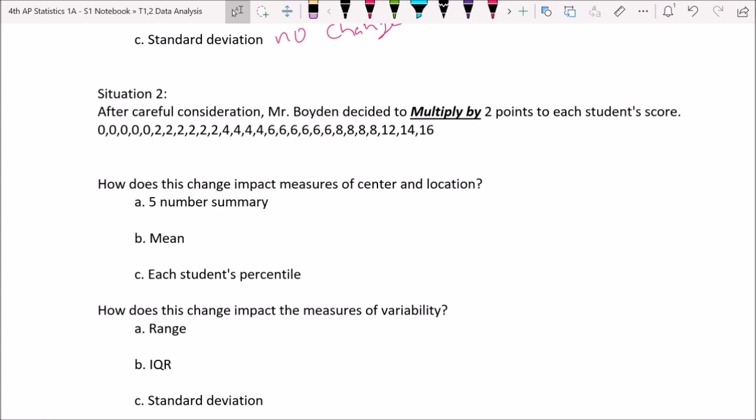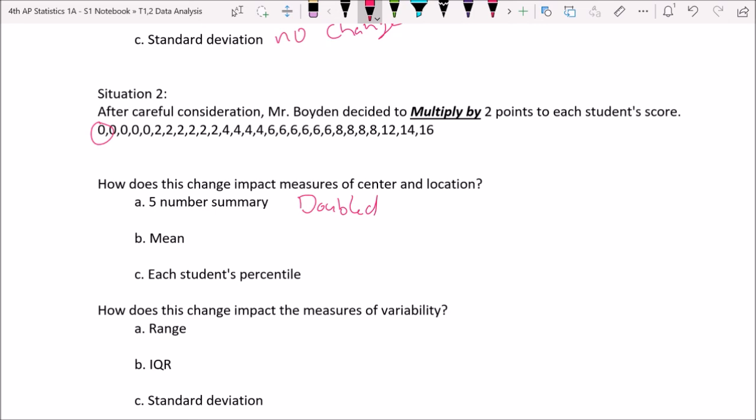The 5-number summary. The min was 0, it's still 0. The max was 8, and now it's 16. The median was 2, and now it's 4. So look at that. All those numbers were doubled. And you might say, but wait a minute, 0 wasn't doubled. Well, how would you know? I mean, 0 times 2 is still 0. Actually, it was. They are now doubled.